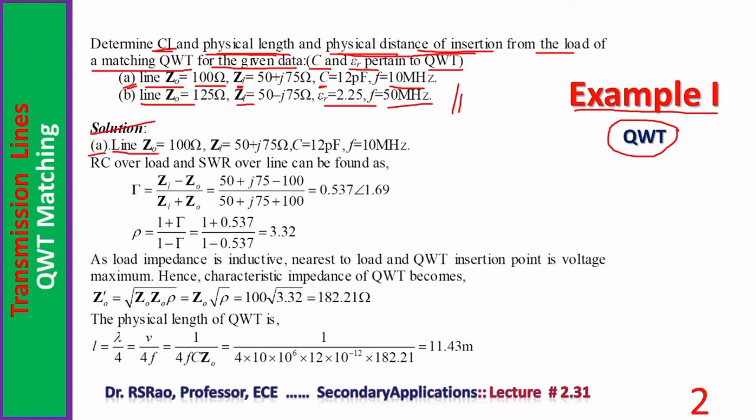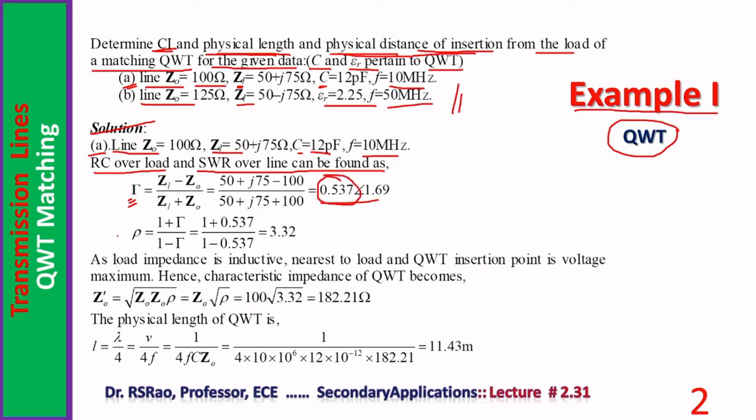Solution A. Z0, the characteristic impedance of the main line, and ZL, the load impedance, are both given. C, the primary constant of the line from which the QWT is made, is 12 picofarads, frequency is 10 megahertz. Now the reflection quotient over the load and SWR over the line can be found. First, the reflection quotient over the load, gamma equals ZL minus Z0 by ZL plus Z0. The substitution results in 0.537 at an angle of 1.69.